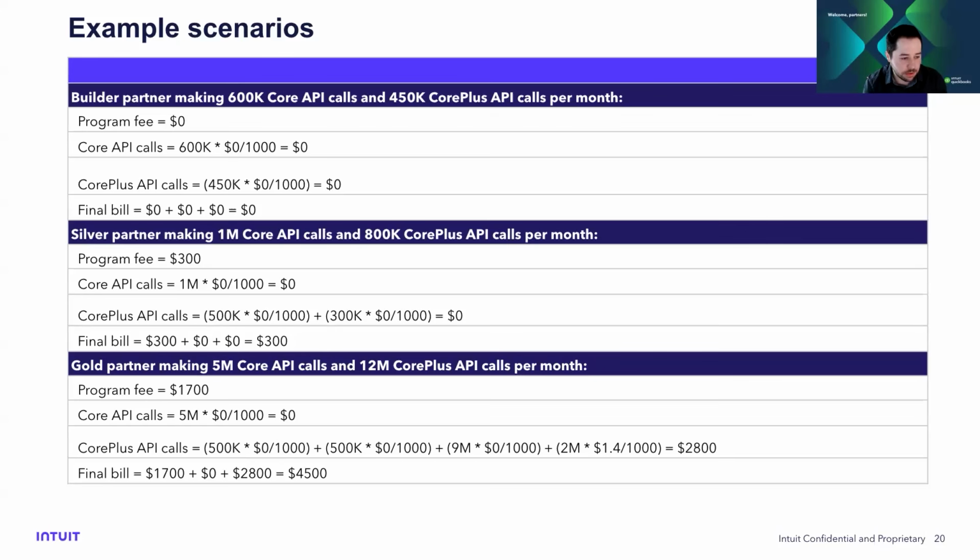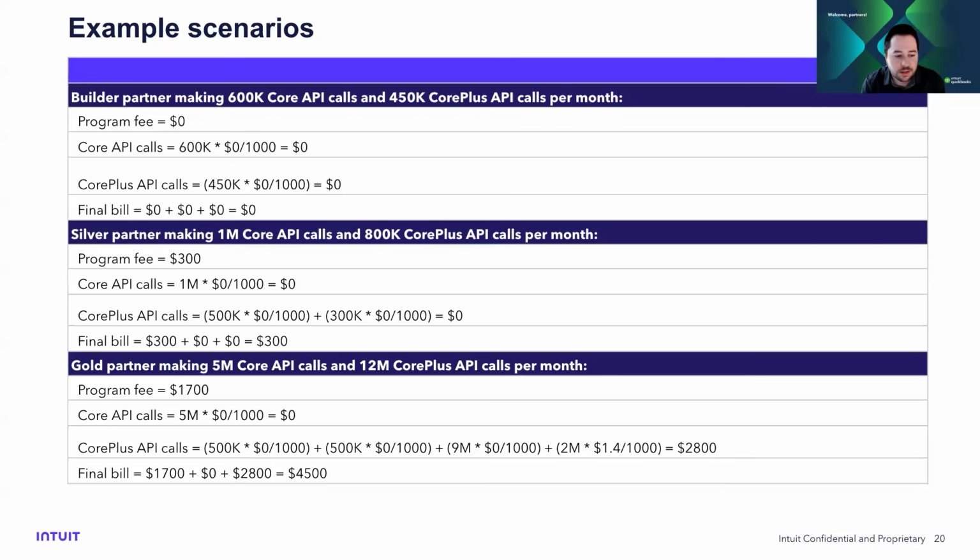So let's talk about a Silver example. In this case, this partner is making 1 million Core API calls and 800,000 Core Plus API calls. This is our first paid tier, so there is a flat program fee of $300. The core calls, of course, are always going to result in zero, just showing the math there, just to give a holistic view.